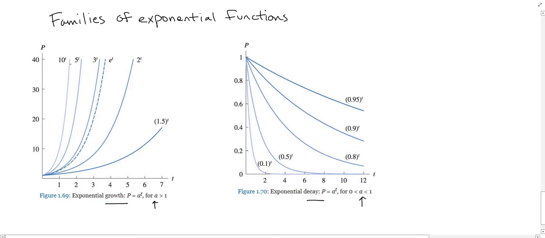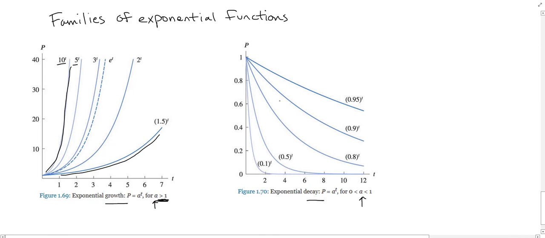Something to notice is that if the base is larger, so 10 is the base here, 5 is the base here, then it's growing more rapidly. The larger the base, the faster you're growing. Something with a base of 1.5 is still growing, but it's growing much faster with the base of 10. So the larger the positive base greater than 1, the faster it will grow.